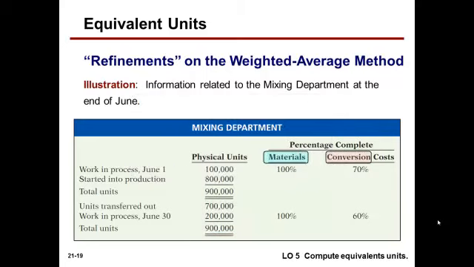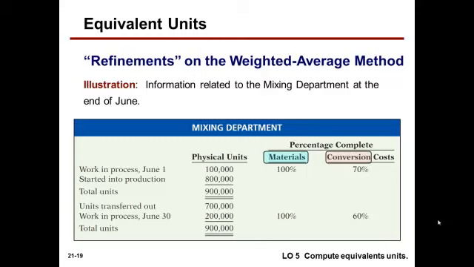We have 2 separate columns here, materials and conversion, our 2 bundles of costs because they're introduced at different time periods. The materials are 100% present when we begin the process, but the conversion cost, direct labor and overhead, are added gradually throughout the period as goods are converted into finished goods.